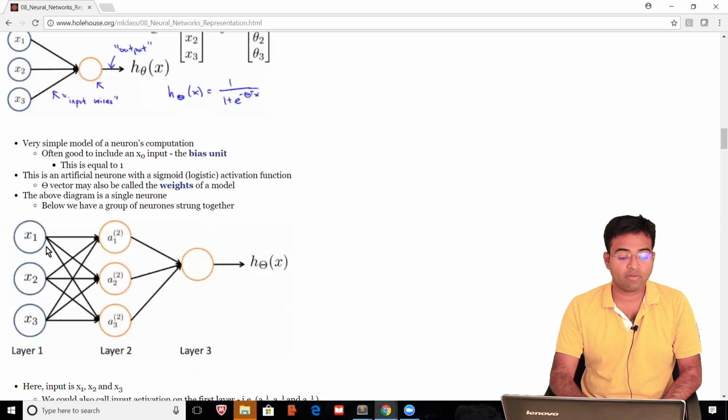So this is one value, x1, which is going to all of them. But remember, what is the difference? The difference is the weightage with which it is going to all of them. So you can see here, this is one weightage, this is another weightage, this is another weightage.